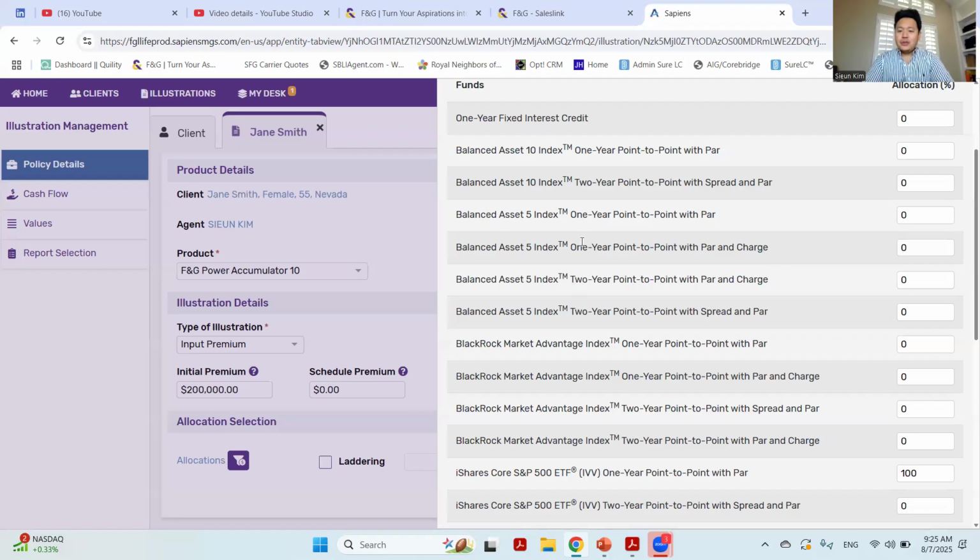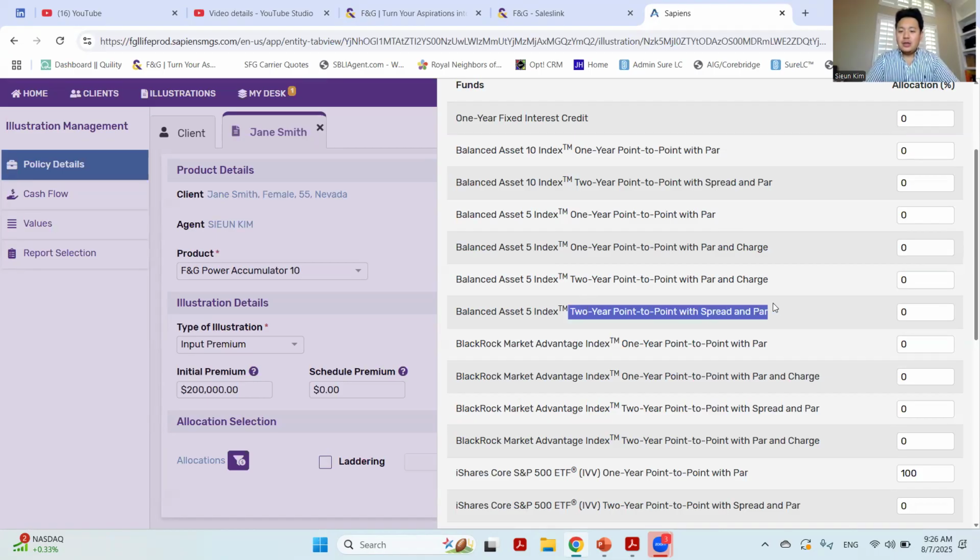Okay. 2 year versus 1 year. What does that mean? 1 year point to point means that the client gets an interest credited into their account every year on their anniversary. So if the client got an annuity today, August 7th, 2025, and we put 100% of allocation into this 1 year, that means August 7th of 2026, next year, we'll be able to calculate how much the client got in return for that year, for that 1 year anniversary.